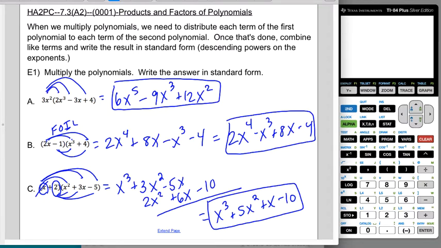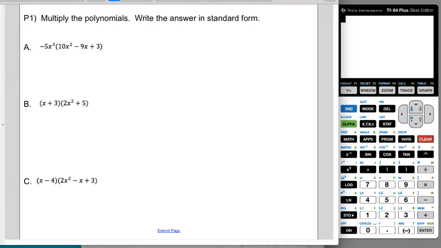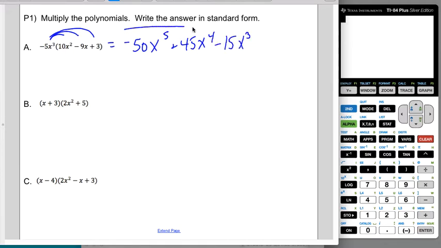All right, let's go ahead and try a P1. Give this a try without me, and certainly pause me if you want. I'm going to start by distributing this monomial. So I'm going to get a negative 50x to the 5th plus a 45x to the 4th minus a 15x cubed. And that's in standard form, and that's the best I can do.